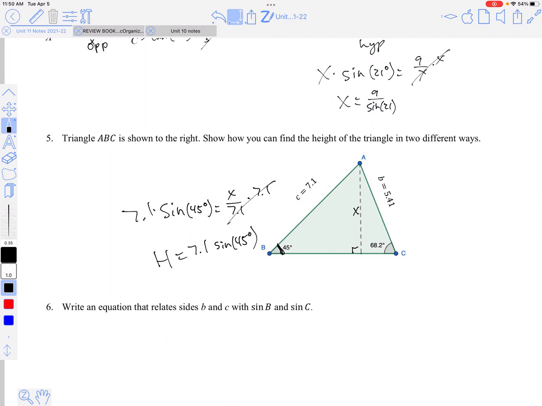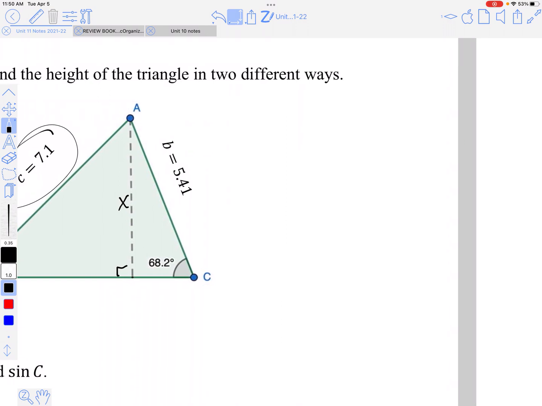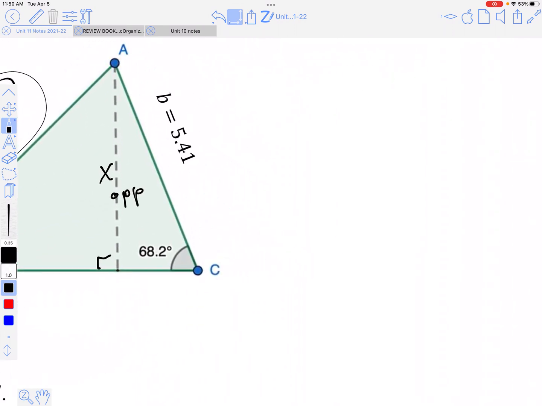But I'm going to rewrite it: height equals, so that was side C times sine of angle B. I'm going to really focus on that. So that's the first way I could find it, by taking side C and angle B. The other way, I could just focus on this triangle over here. Again, I have opposite and then I have hypotenuse. So again, I'll use sine. Sine of 68.2 will equal x over 5.41, and I'll multiply both sides by 5.41.